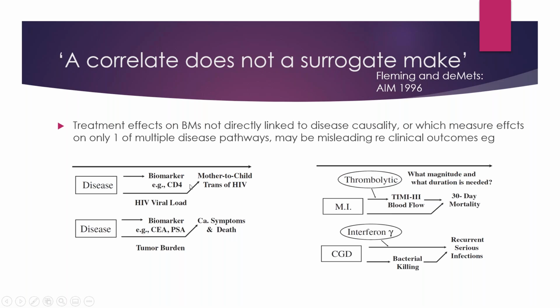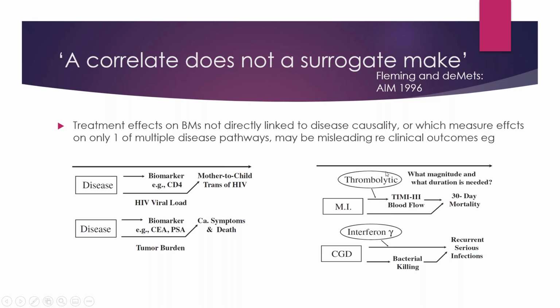In these two cases, the biomarker that was being measured was not actually the critical biomarker that affected the outcome of interest. In the context of mother-to-child transmission of HIV, rather than CD4 count, it's actually circulating HIV viral load that is the relevant risk factor. And in terms of cancer-related symptoms and death, the site and total burden of tumour in the body is the relevant biomarker rather than a measure of the presence of disease.